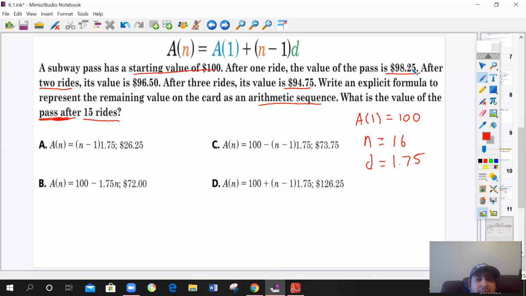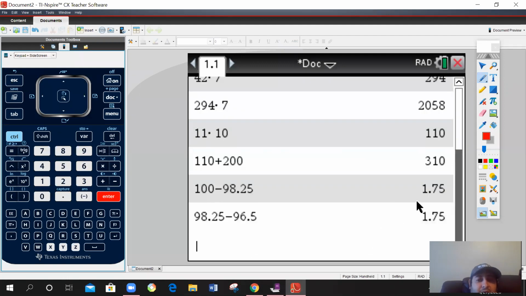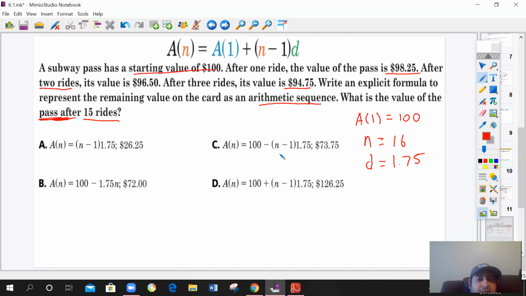Let's see, so 98.25 minus 96.50. Yeah, they're going down by 1.75 different. And then we just plug it into the formula on top.